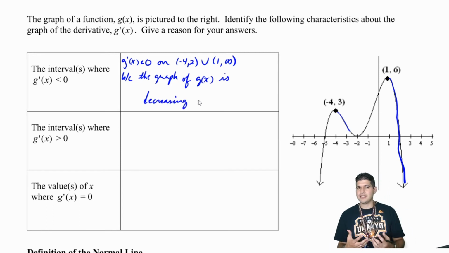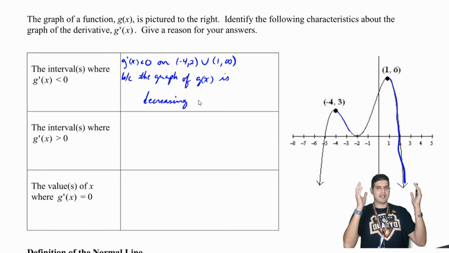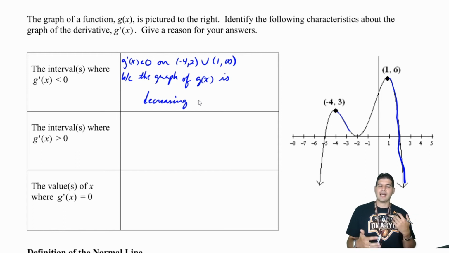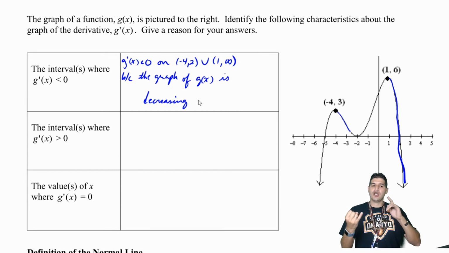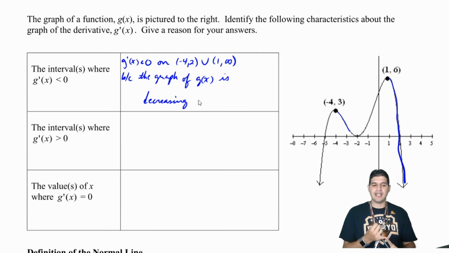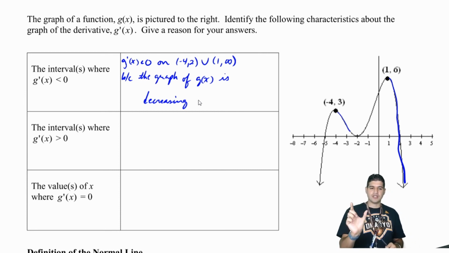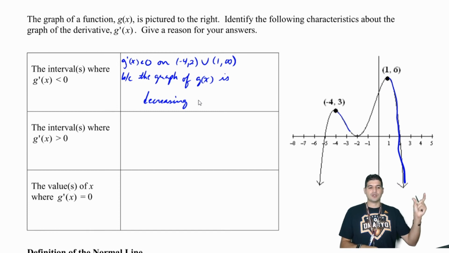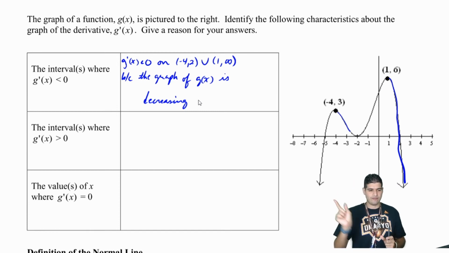So the stimulus that we're given is our function g of x here. So what I can say is I want to include that in my justification. I know g prime of x is going to be negative on those intervals, -4 to -2 and 1 to infinity, because g of x is decreasing. That was my stimulus, so I include it in my response.